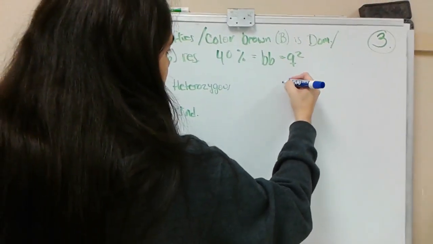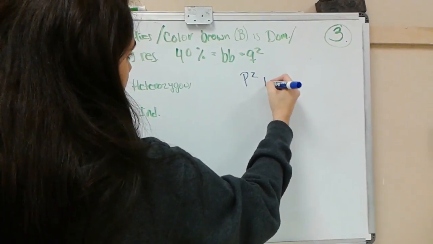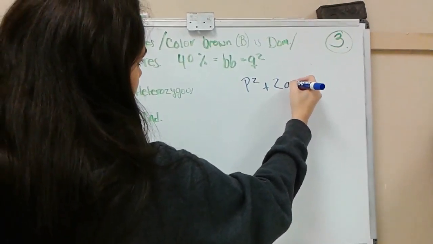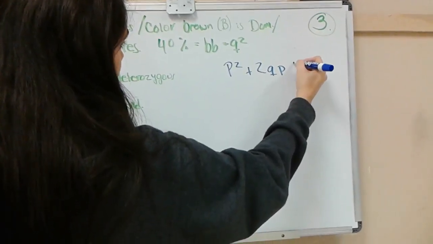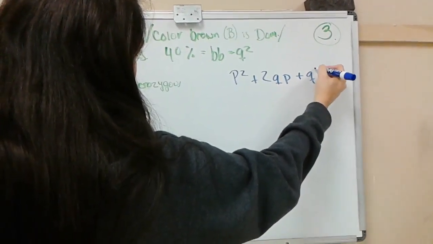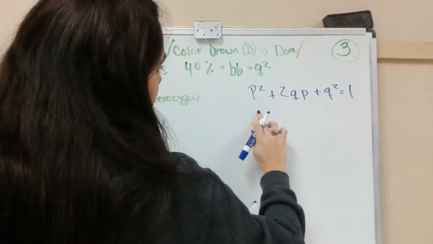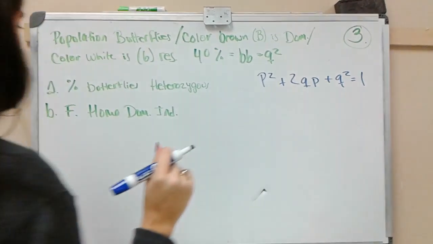Now we have 40% of the population is white, therefore they're little b, and that means that this is q². P² plus 2QP plus Q² is equal to 1. This is one of the formulas we're going to be using.